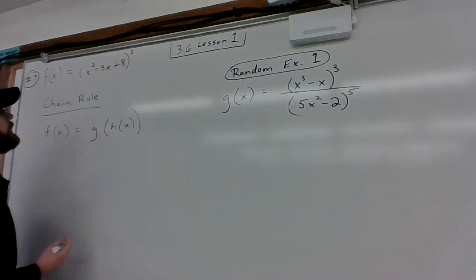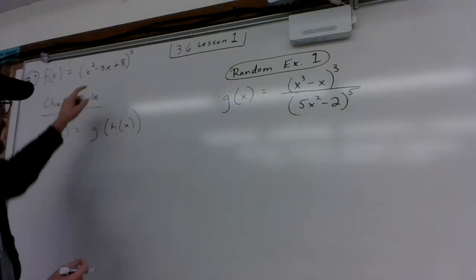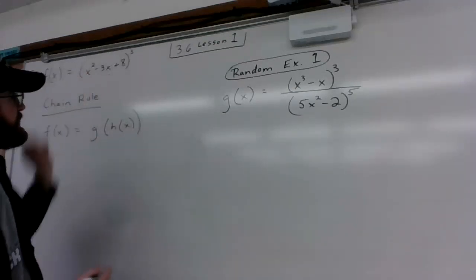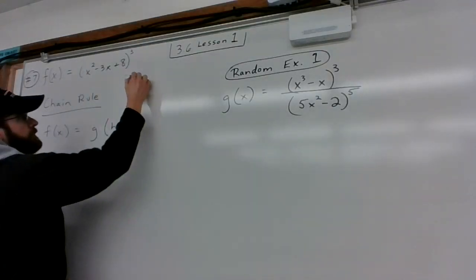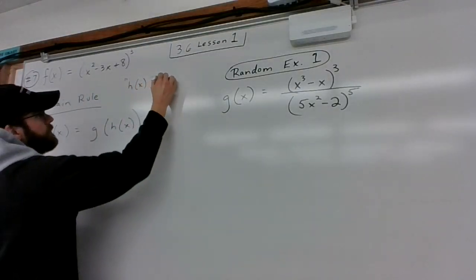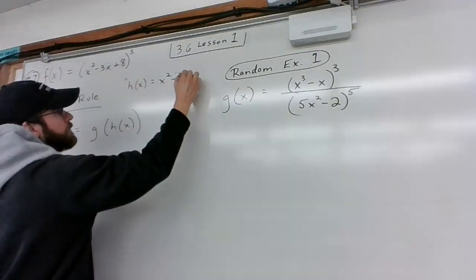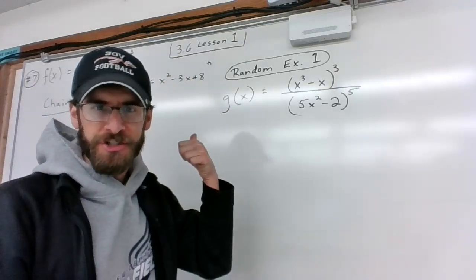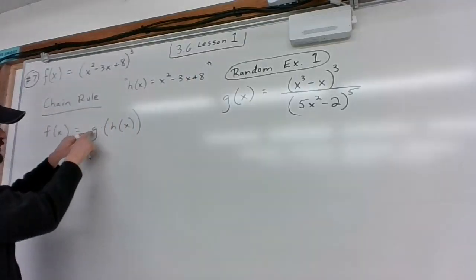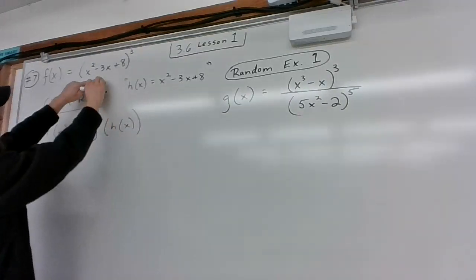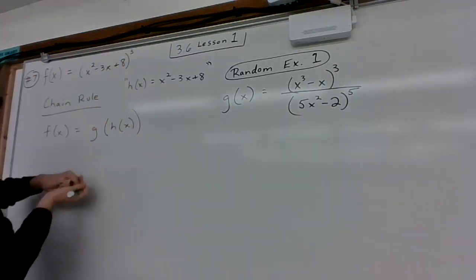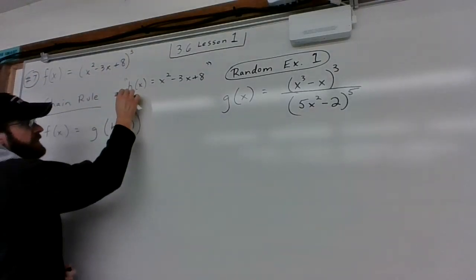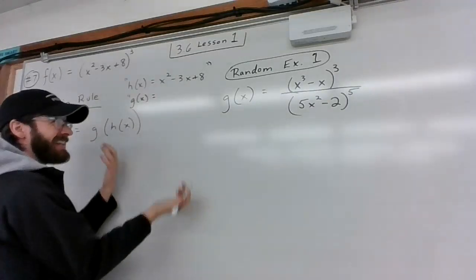Something like that. In this case, you would say your h of x is the inner function, x squared minus 3x plus 8. I'm putting them in quotes because the real function's actually listed up there. And then your g of x would be the outermost function, which is basically just the variable cubed. So g of x would be like x cubed.